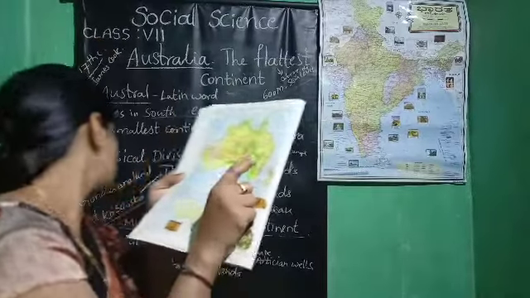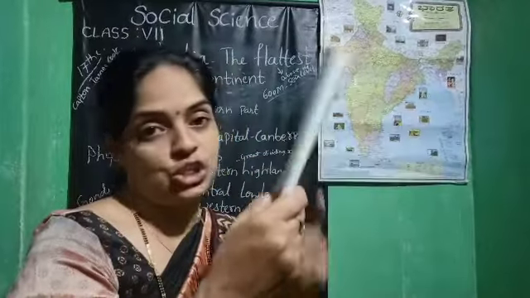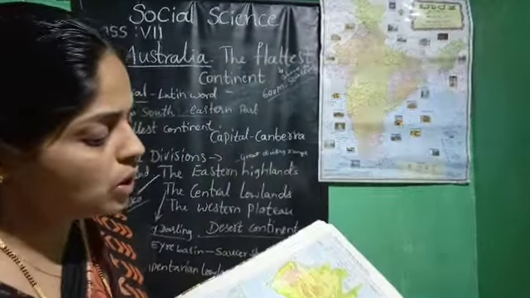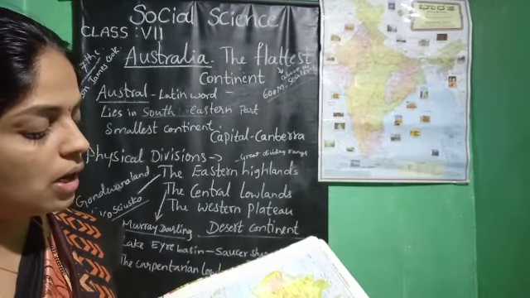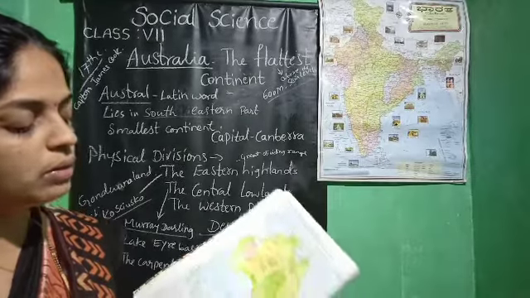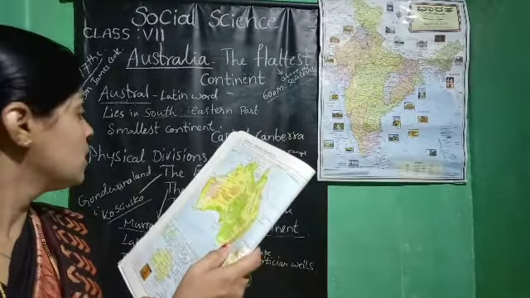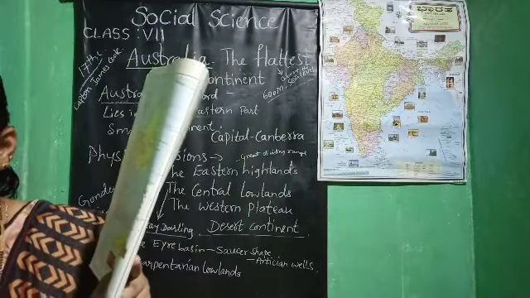2,230 meters is the height of Mount Kosciuszko. Apart from that, Mount Darling Peaks. Okay, that is also one of the other mountains in this region, children. And secondly, the central lowlands.